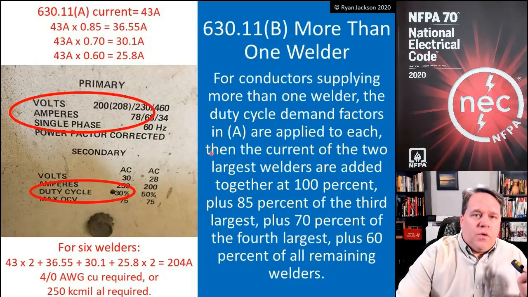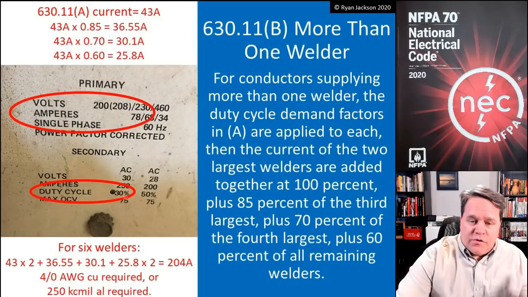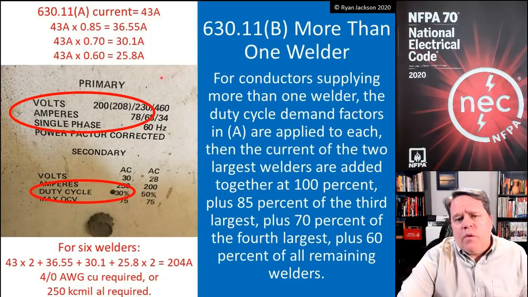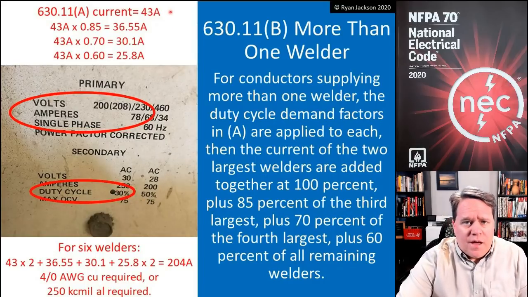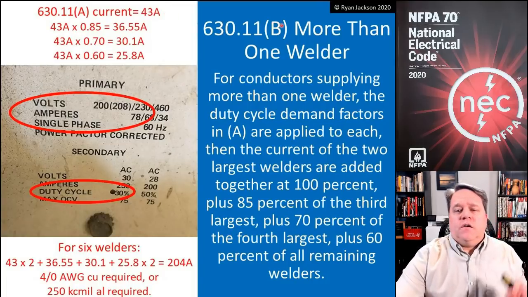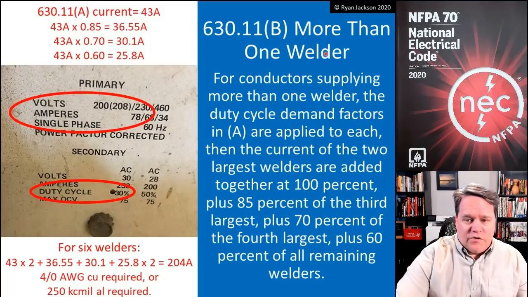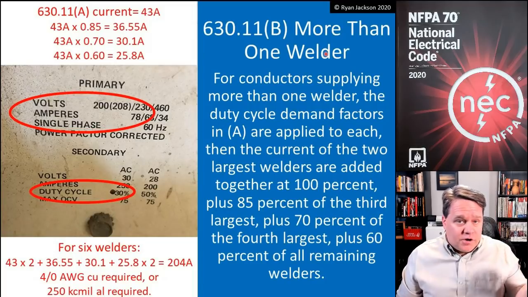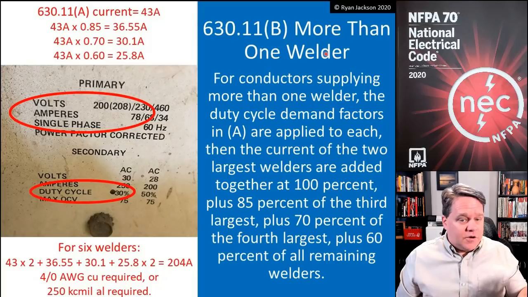We went through and did the demand factor at the 30% duty cycle, and we found out that it's a 43 amp demand factor. So we've got a 43 amp welder for all intents and purposes. That is our first 2 welders, right? Because the first 2 are taken at 100% of the demand factor. So that's 2 of them at 43.